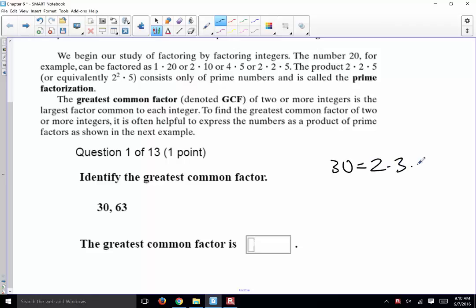30 was 2, 3, and 5. 63 was 3, 3, and 7. You mark what's common on each side, and if there is more than one common item, you multiply them to find the greatest. But since this is single, you only take one and put it here. That's it. That's the greatest common factor.